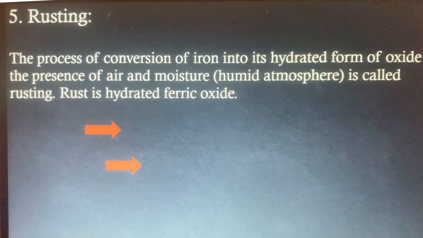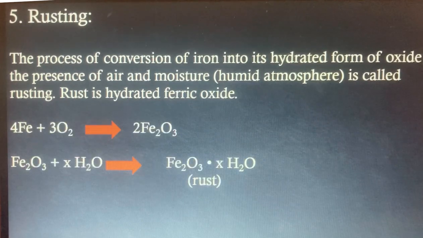Next, rusting. The process of conversion of iron into its hydrated form of oxide in the presence of air and moisture is called rusting. Rust is hydrated ferric oxide. You can see how rust is formed: iron plus oxygen producing ferric oxide. We'll see a small video clipping about rusting.